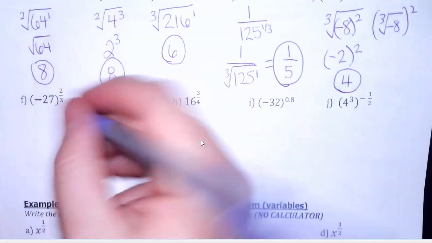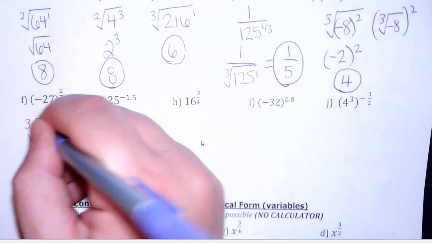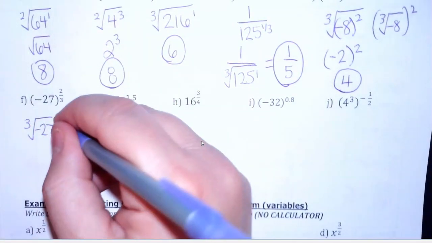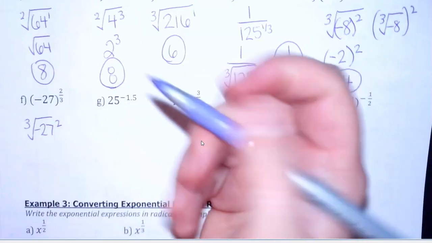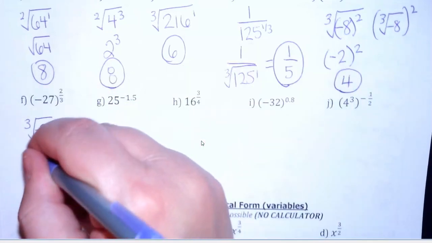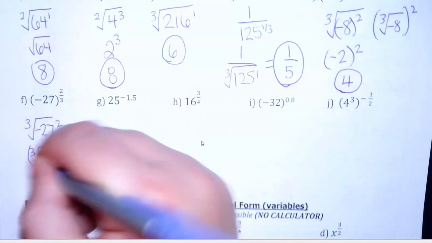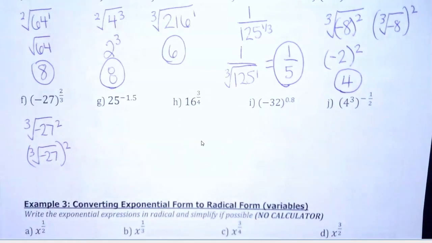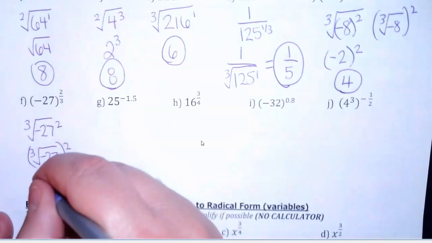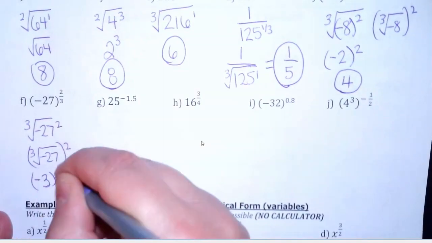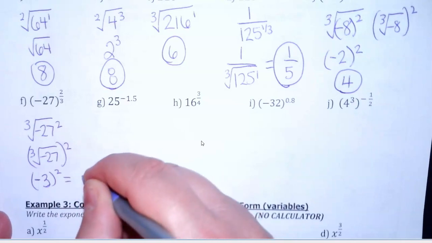All right, kind of a similar concept. This is the cube root of negative 27. And then that's going to be squared. Again, I would probably recommend just do the cube root first and then square the answer. That'll make the problem easier to do. So the cube root of negative 27 is going to be negative 3, and then I'm going to square that, so I'm going to get 9.